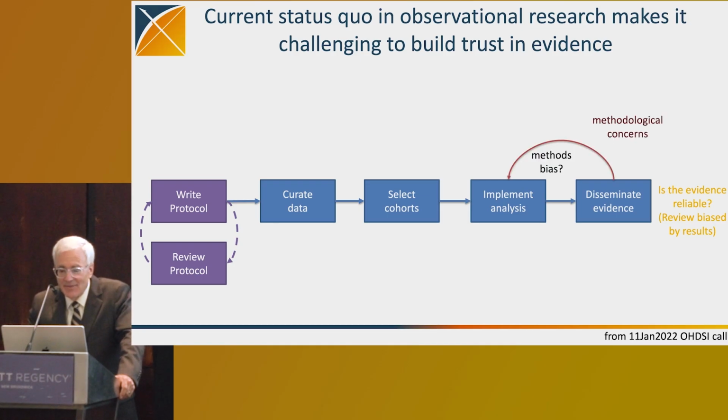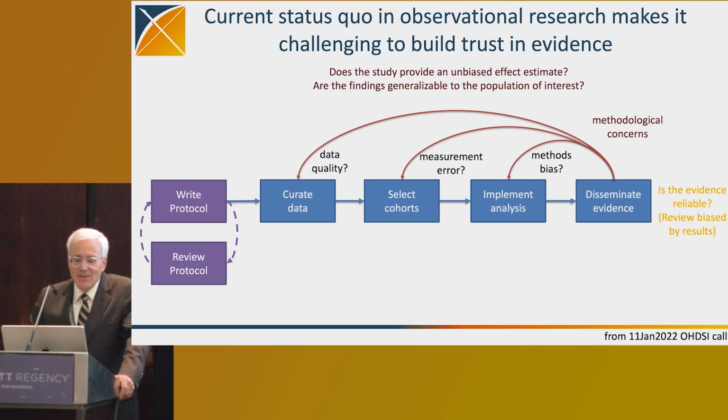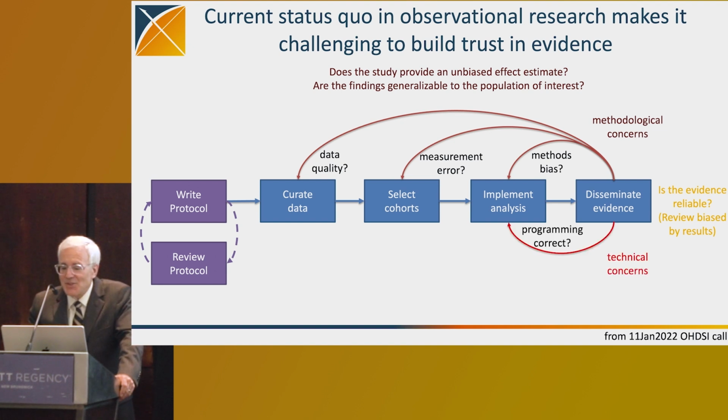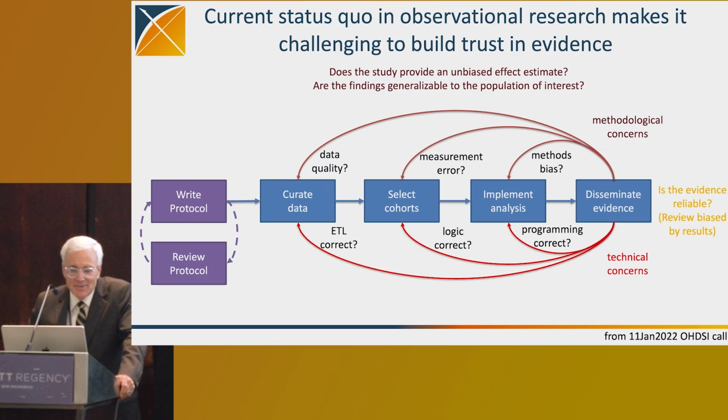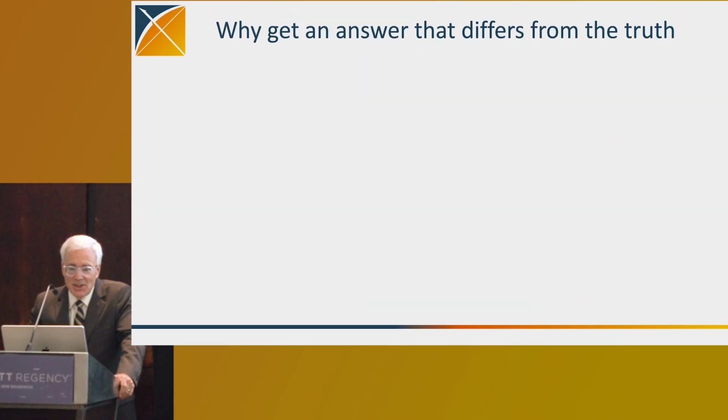So at the design level, we can worry about, do we use proper methods? Are they biased? Is there measurement error in our cohort definitions? How's our data quality in the database? If we get all that right, then our study design should lead to unbiased effect estimates, or relatively so. In addition, once I have the design, do I execute it properly? Is my programming correct? Is my logic correct? Is my ETL that I converted my data with correct? These are the technical concerns which answer the question, does my analytic package do what my design said it was going to do?